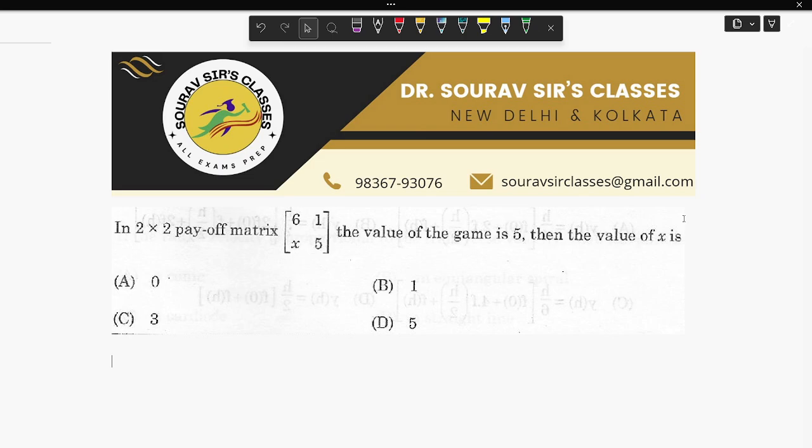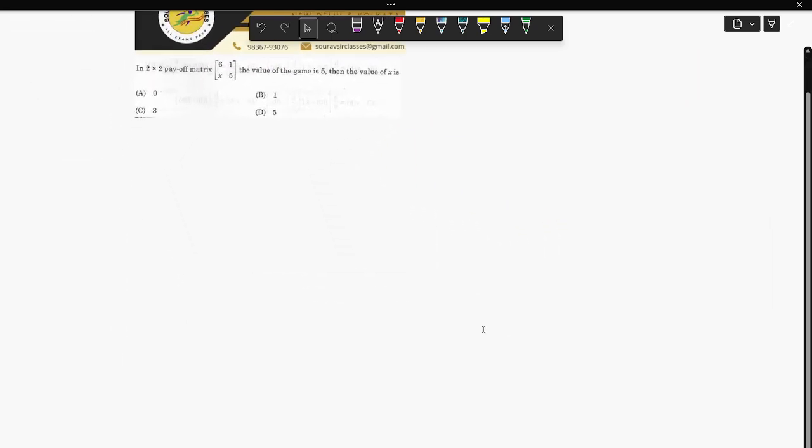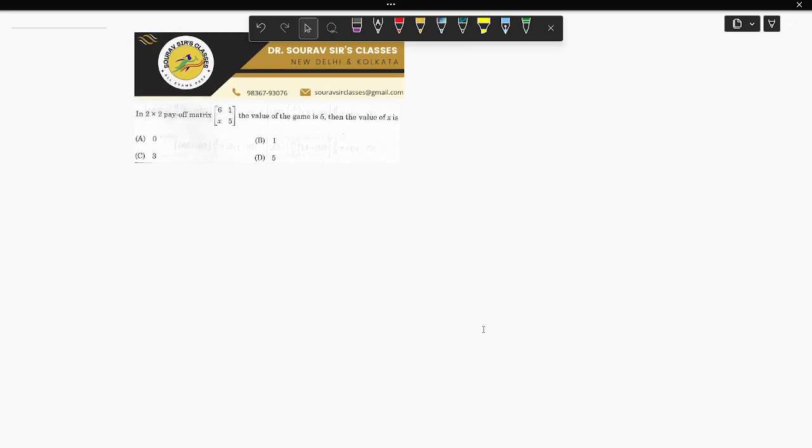This is a simple question of the maximin strategy. So what can be done here? We are given the 2 cross 2 payoff matrix. Let me write it first. Let us call it A, and that will be 6, 1, x, 5. And we know that the value of the game is 5. So our goal is to determine the value of x.